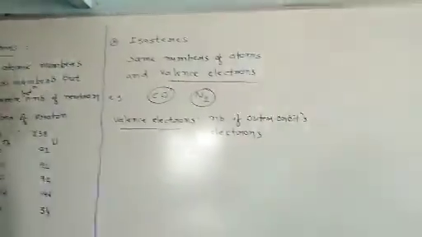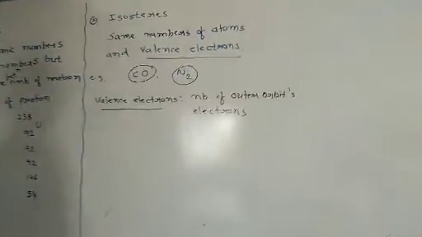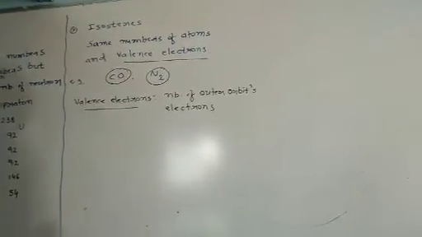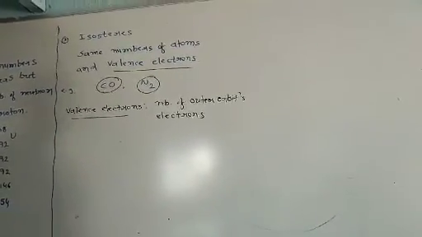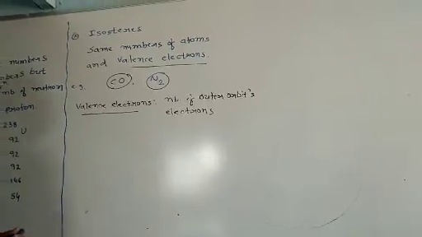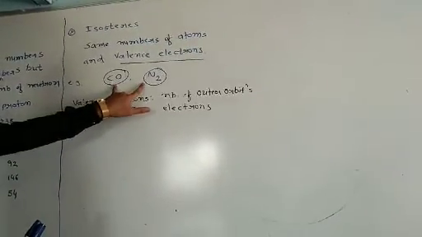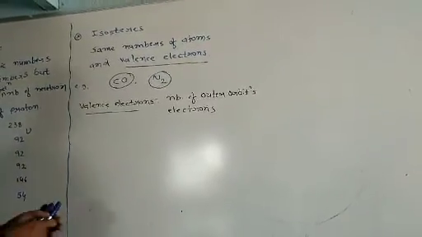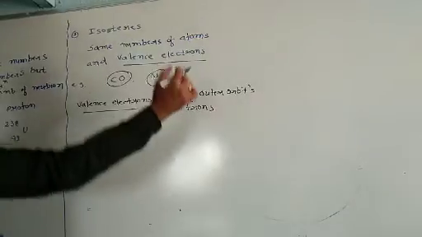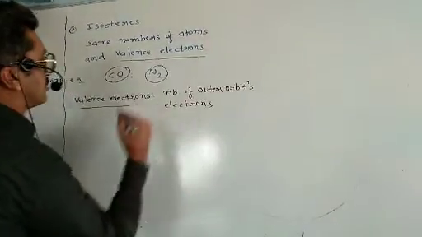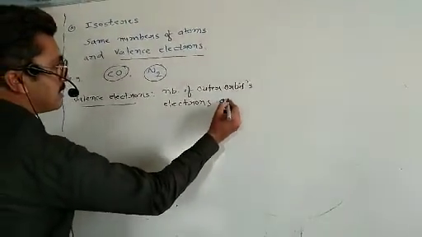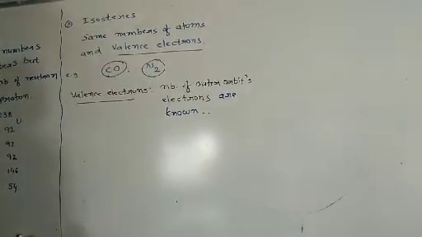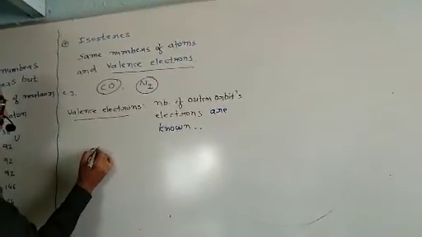Now in isosters, species with the same number of atoms and the same number of valence electrons are known as isosters. Examples are CO and N2. The question arises in our mind: what are valence electrons? Just see. The number of electrons in the outer orbit is known as the valence electrons.